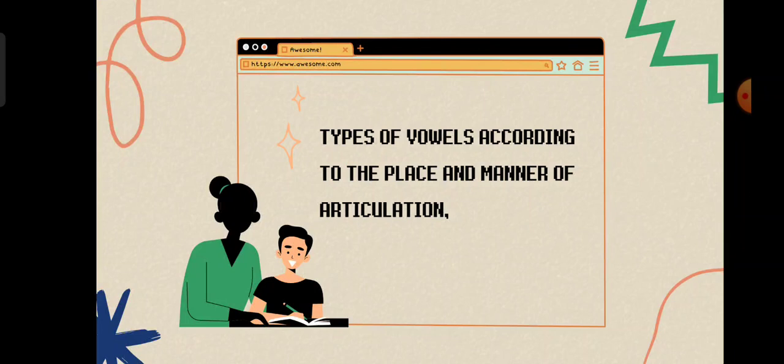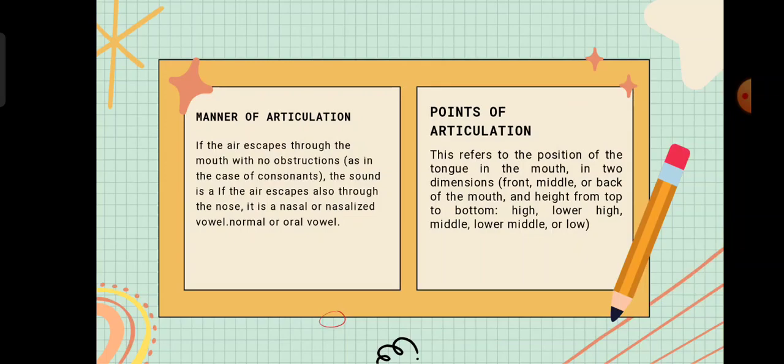Next are the types of vowels according to the manner and place of articulation. First is manner of articulation. If the air escapes through the mouth with no obstructions, as opposed to the case of consonants, it is a normal or oral vowel. If the air escapes also through the nose, it is a nasal or nasalized vowel. If the lips are relatively flat, the vowel is unrounded.